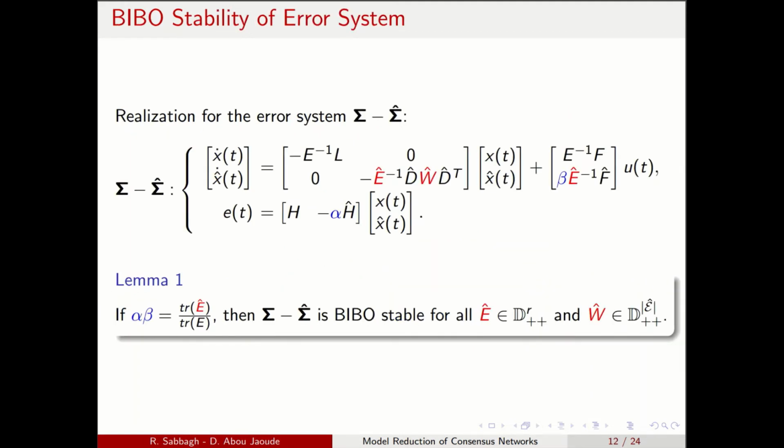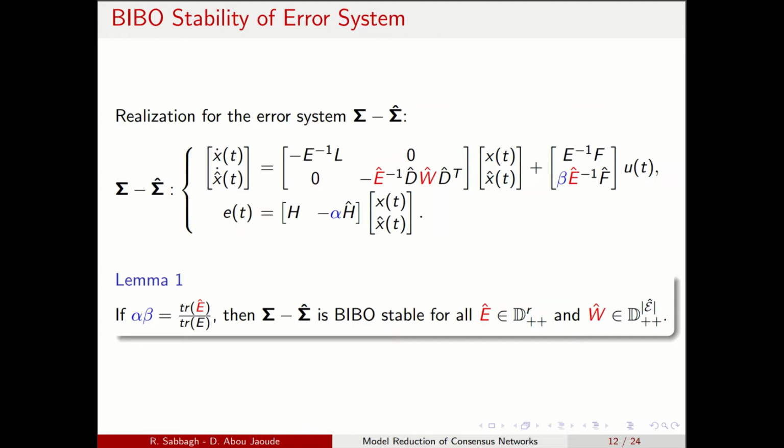So first, a realization of the error system, sigma minus sigma hat, is constructed. And since we're dealing with undirected and connected graphs, the state matrices of sigma and sigma hat each have a single zero eigenvalue, with the rest being negative real. And so this results in two zero eigenvalues in the state matrix of the error system. And thus, a condition on alpha and beta must be imposed to establish the BIBO stability of the error system.